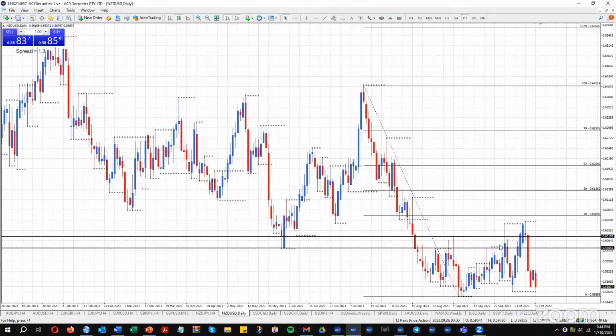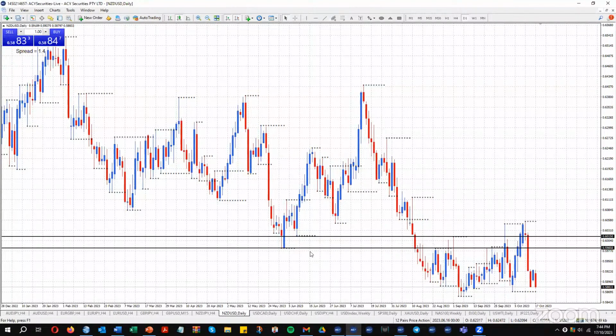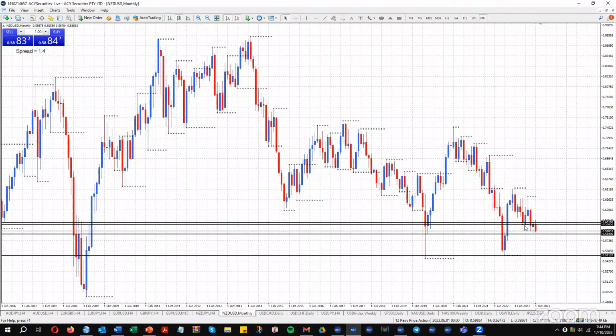It hasn't been able to even get up to the 38% level of this large range. And really, what it's doing, this low here is a monthly low on the monthly chart, not wanting to get above that area with any conviction through the course of the month.